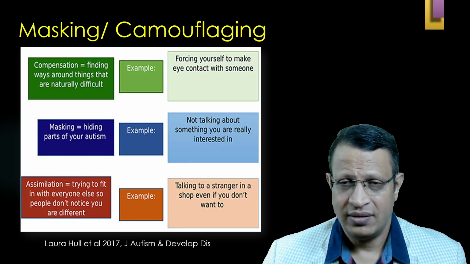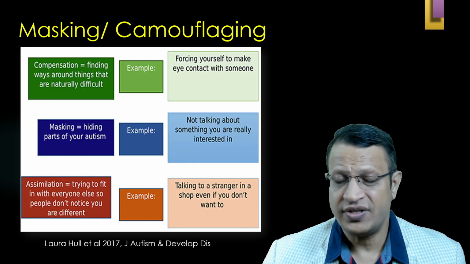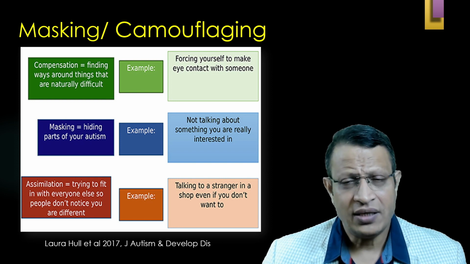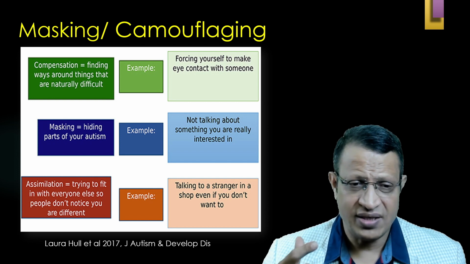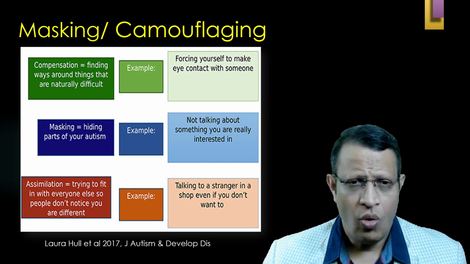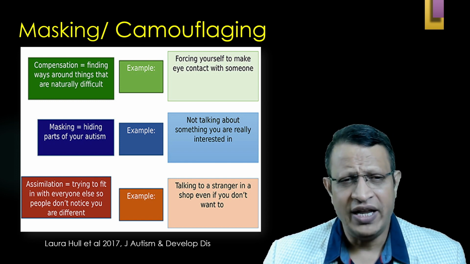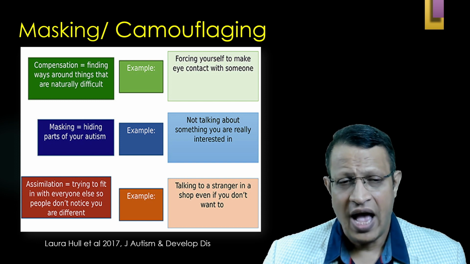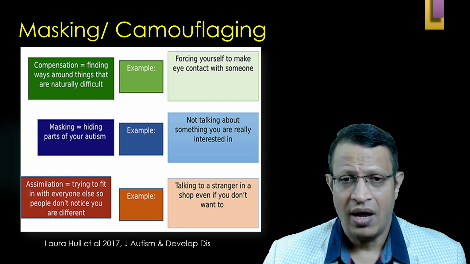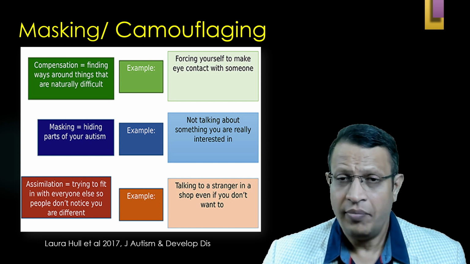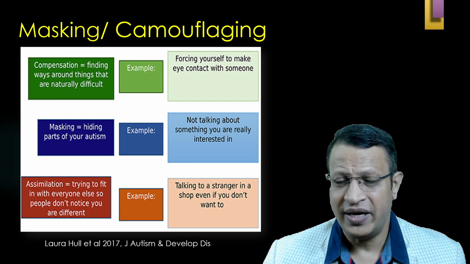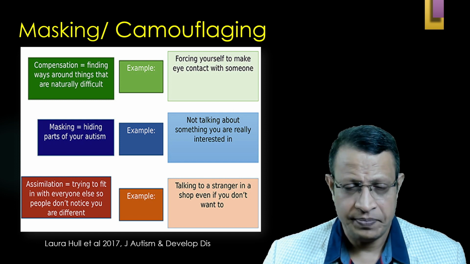Let's look into this masking and camouflaging, which I was discussing. There are three important things which are well known: compensation, masking, and assimilation. What is compensation? Finding ways around things that are naturally difficult. Invariably, a person with autism has to compensate, and they need to force themselves to make eye contact with others because their family members and parents will force them to do that.